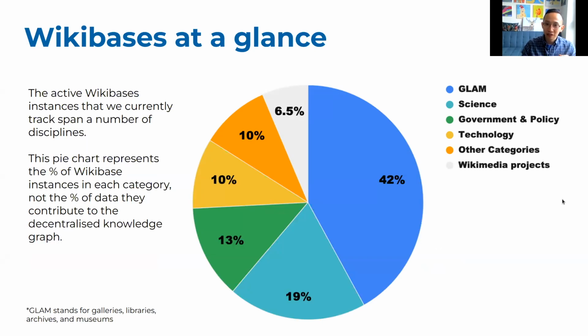So as you can see here, the largest number of Wikibase users are from the GLAM sector, the GLAM space, meaning the cultural heritage, galleries, libraries, archives, museums users, followed by science and technology, the science research institutions that are using Wikibase, government agencies and policymakers as well, and technological companies as well as other categories and Wikimedia projects.